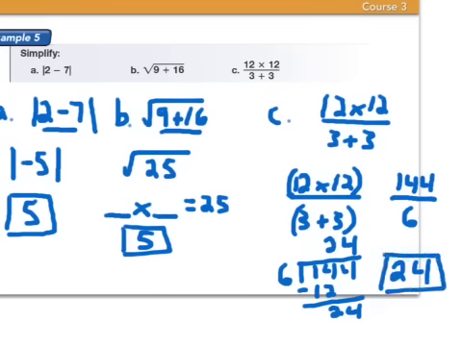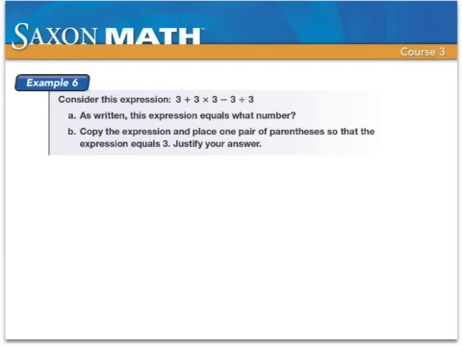Alright, and let's go on to our last example. Okay, so example 6 has 2 parts. Okay, it says consider this expression. Part A says, as written, this expression equals what number? So that just means they want us to use the order of operations to solve it. And see what we get.